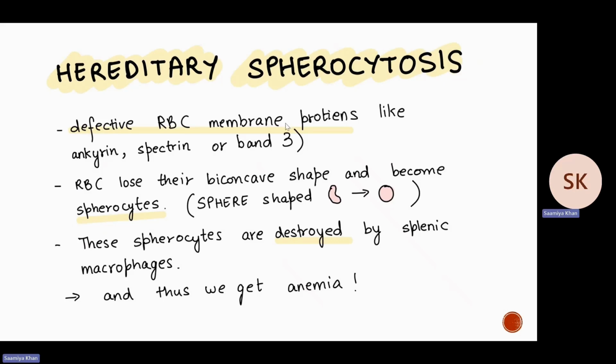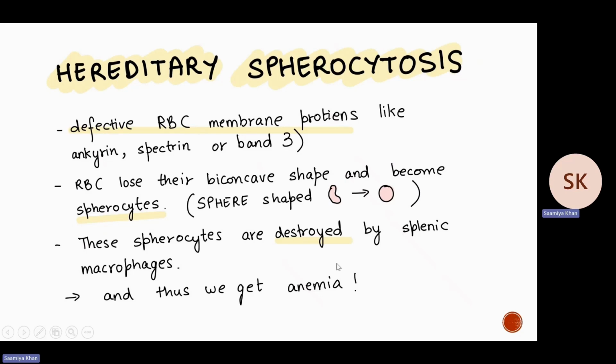Now, since these proteins are defective, the RBCs are going to lose their biconcave shape and become like spheres. That's why we call them spherocytes, because they have the shape of a sphere. These spherocytes are destroyed by the splenic macrophages because the RBCs are defective now, and thus we get anemia.